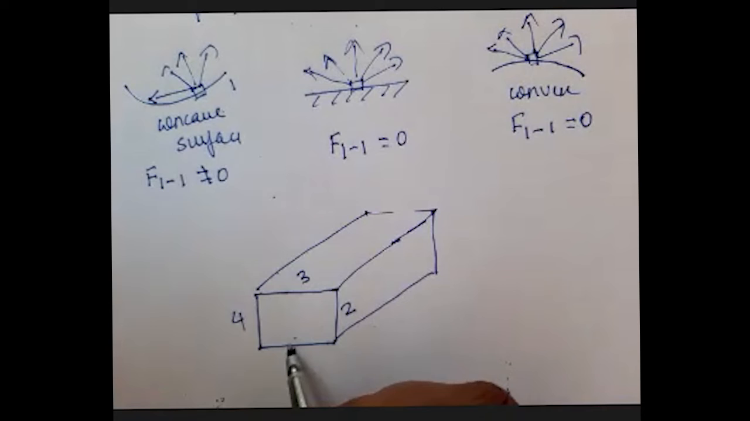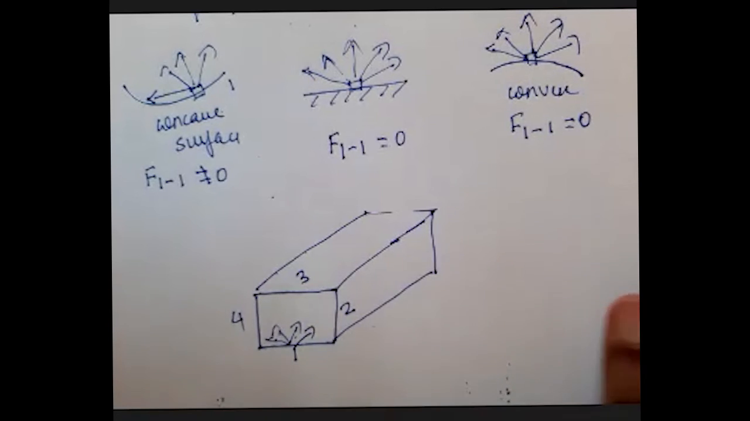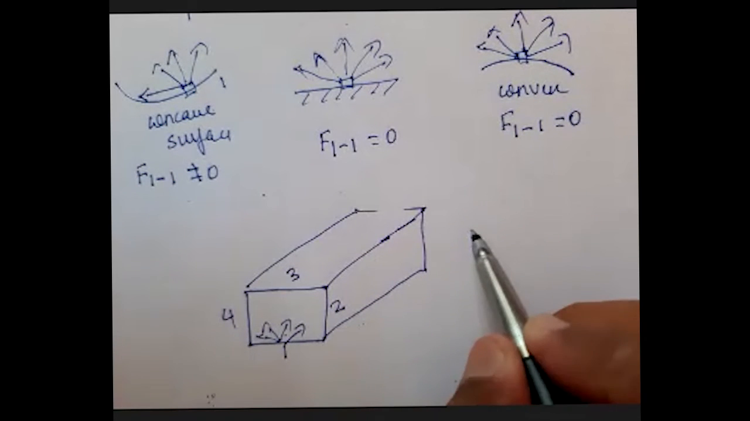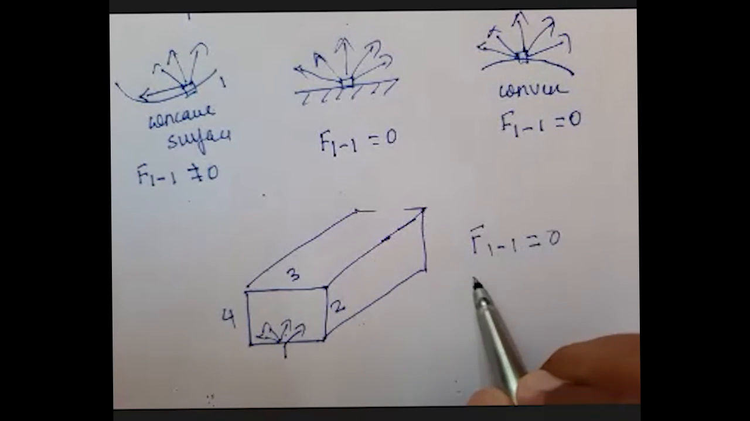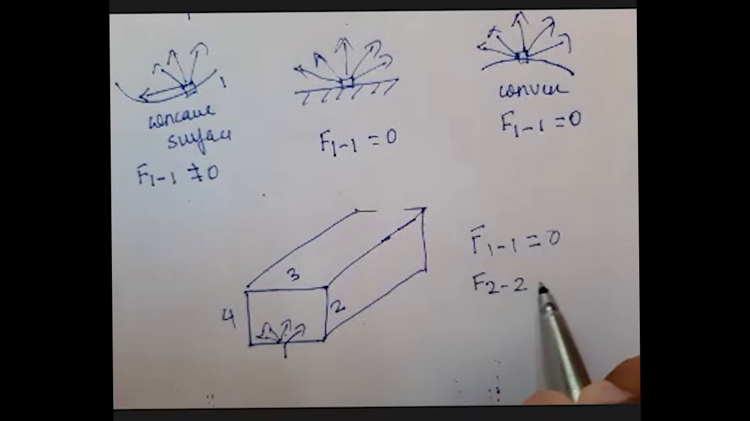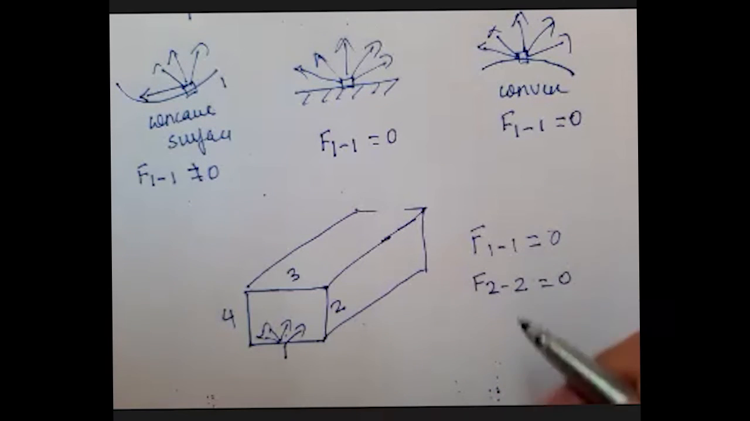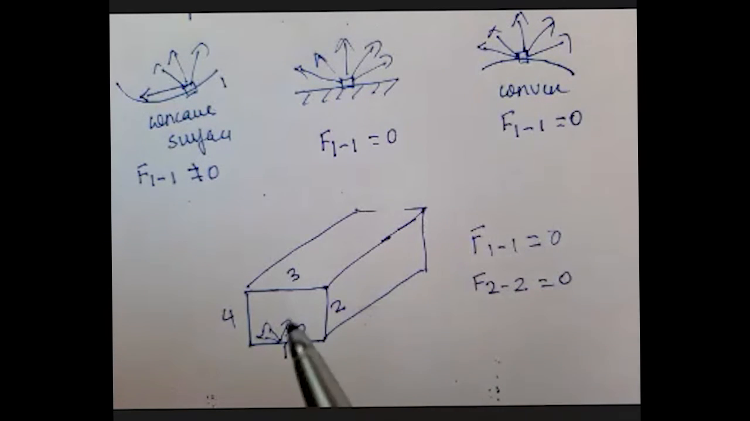In that case, radiation emitted by surface 1 will never come back to surface 1. So F1-1 will be equal to 0 and F2-2 will also be equal to 0. In similar cases, F3-3 and F4-4 will also be equal to 0.